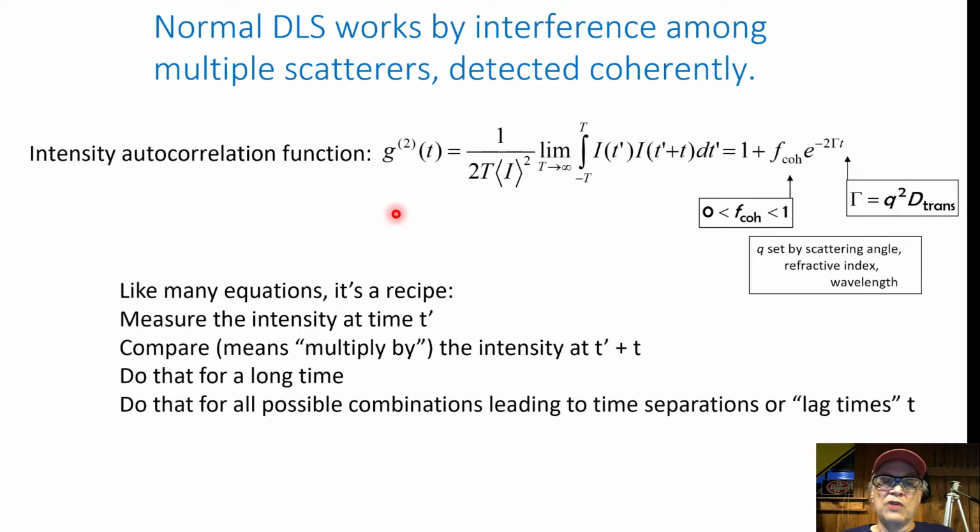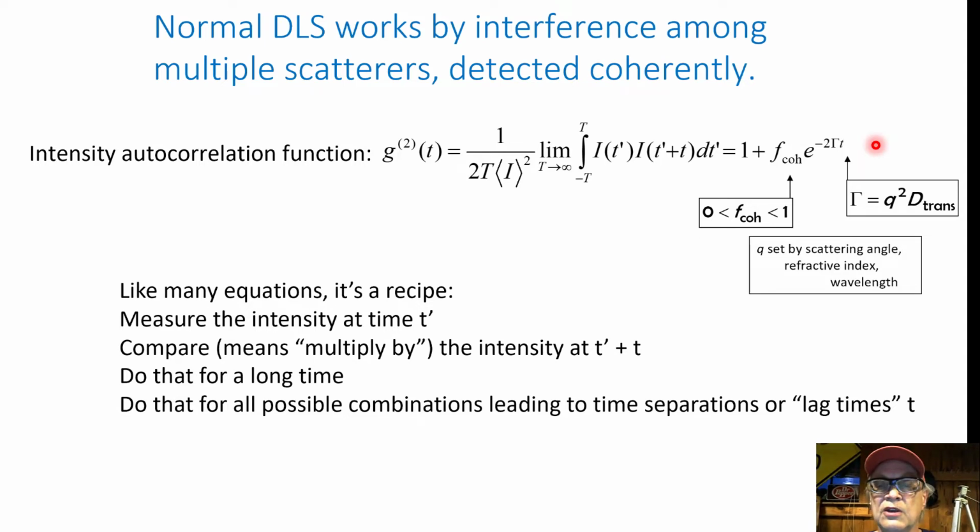But any equation is really a recipe. This one says, take an intensity at some time t prime, make another one at time t prime plus t, and compare them. Comparing, in this case, means take the product of.